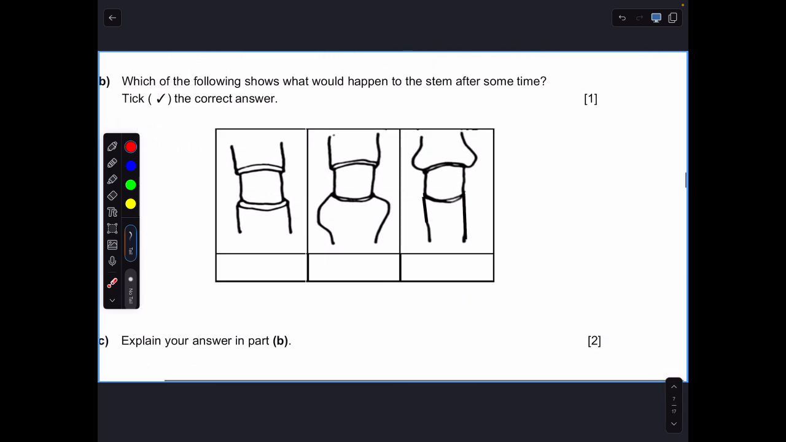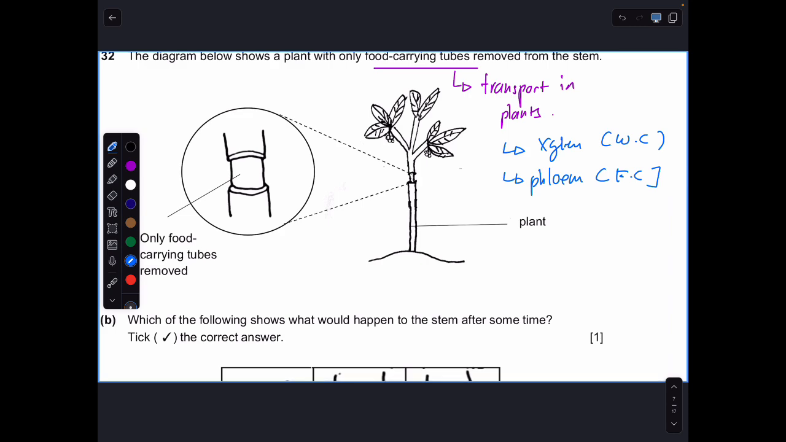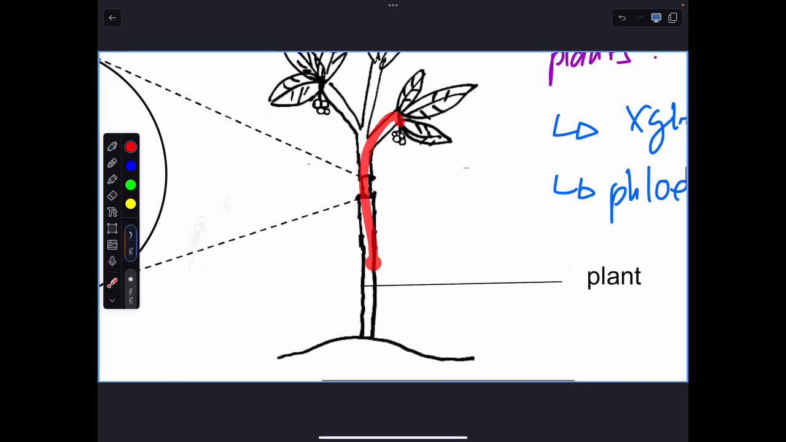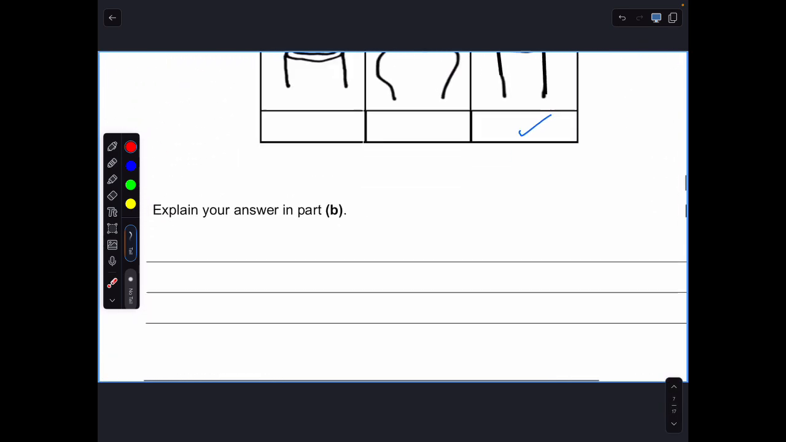So after some time, the answer would be the first one. Because all the food will attempt, or rather some of the food will attempt to go down towards your roots. Your roots is signaling, I need food. But guess what? No food. So more and more food will accumulate as time goes by. The key word is accumulate, causing it to swell.